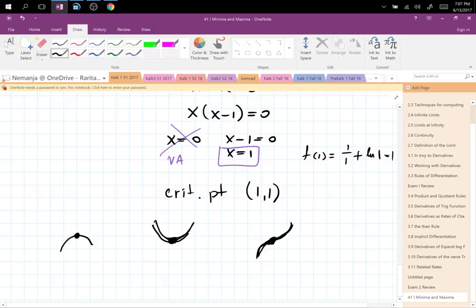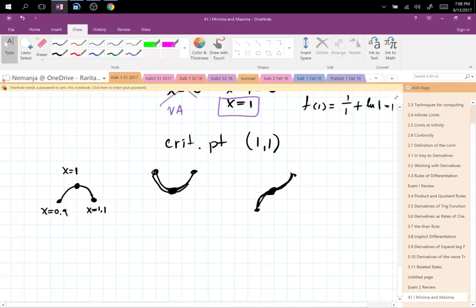So you see, this is x equals 1. If these two values, x equals 0.9 and x equals 1.1, have y values less than the y value at 1, then you have a max. If they are more, you have a min. If one is less and one is more, then you don't have a min or a max. So now let's quickly see what this looks like.